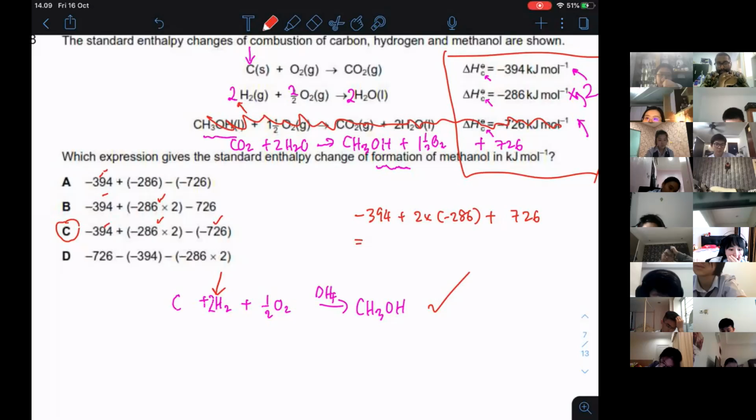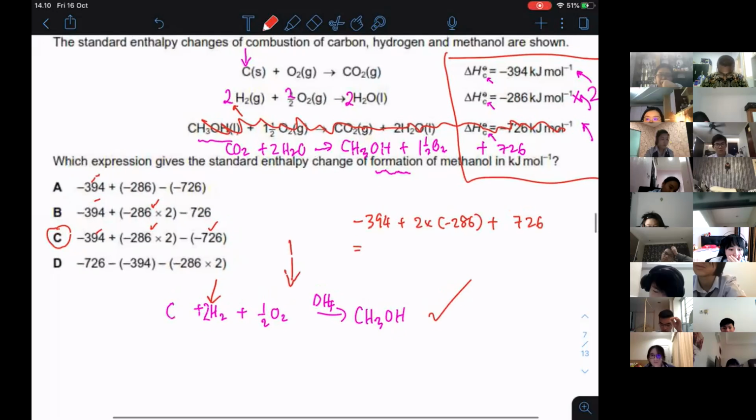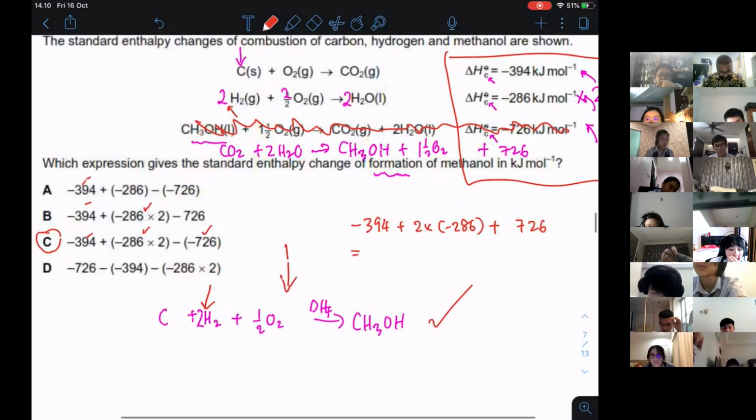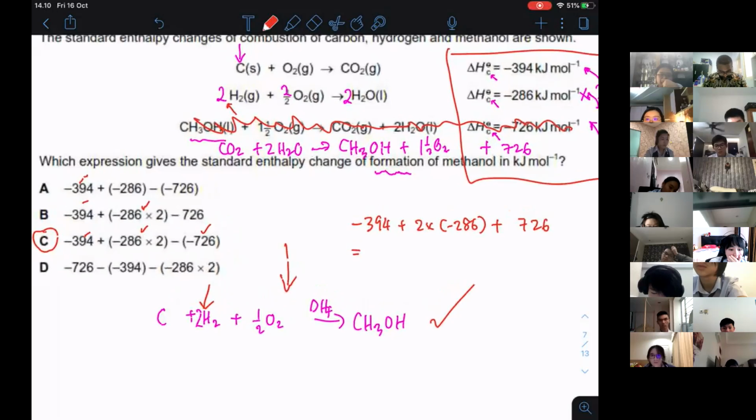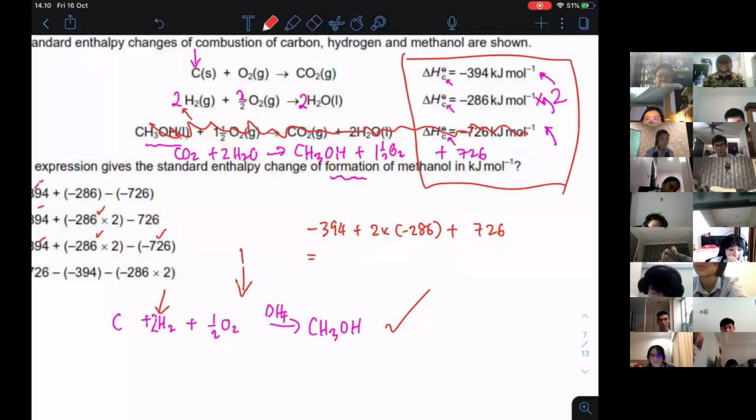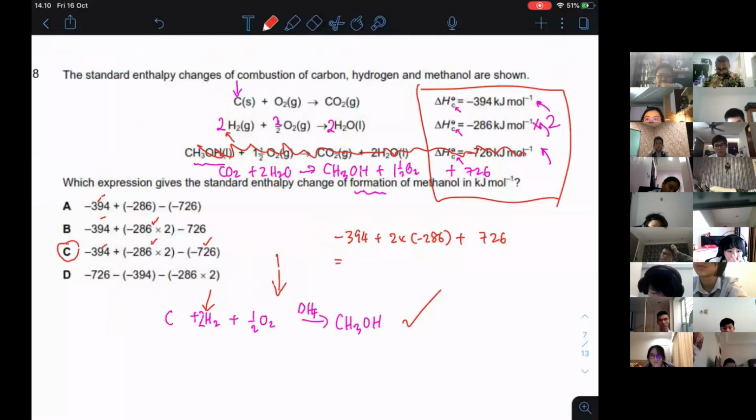What about the third equation, sir? There's 3 over 2. Which one? The third equation has 3 over 2 for oxygen, sir. Yeah, for oxygen. You're talking about oxygen, is it? No, we times 2. I cannot understand. Which one? The third equation, CH3OH plus 3 over 2 O2. Shall we times 2 everything since it's a fraction, sir?